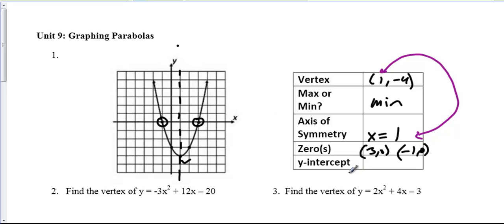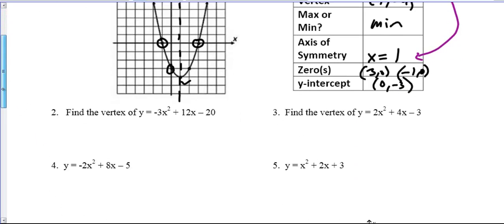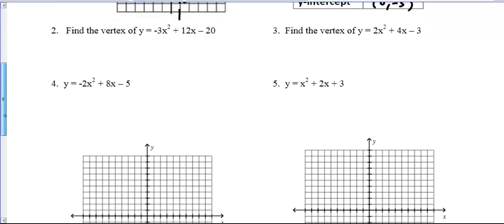And then our y-intercept is where we cross the y-axis, which is right here. So down 1, 2, 3. So that's (0, -3). So those are the different parts of a parabola. Let's go ahead now and take a look at finding the vertex.